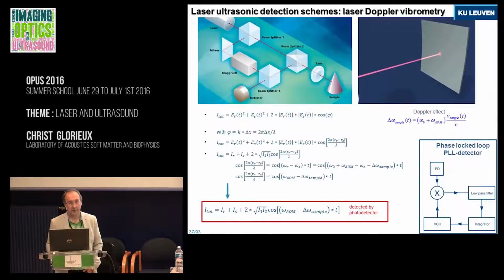Now, we have an interferometer because the frequency-modulated light that is coming back from the sample is mixed with the reference light.